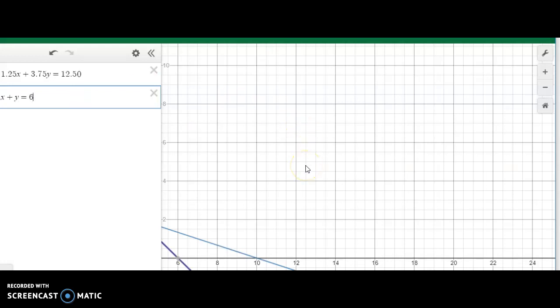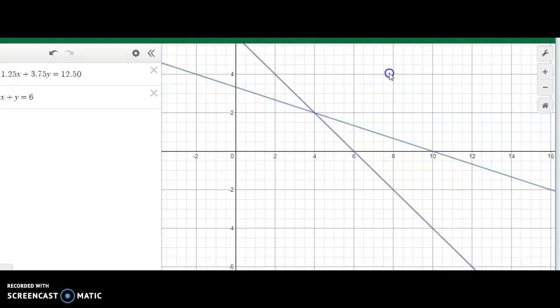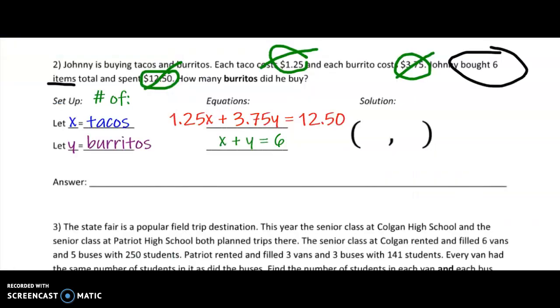So again, I can't really see my graph very well on the screen, so I just drag my graph around till I can see where the two lines intersect. I click right there, a point comes up, click on that point, and it tells me my solution is 4.2. So go back to your problem. That means my solution was 4.2.